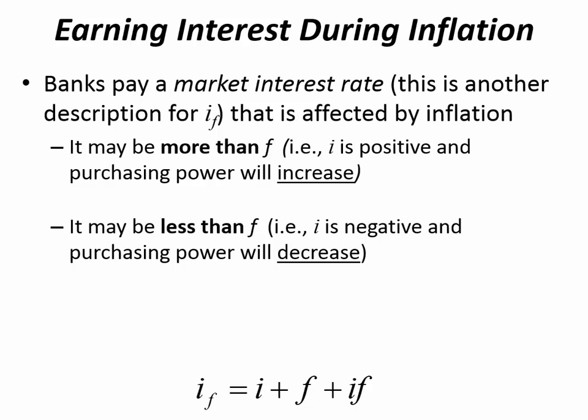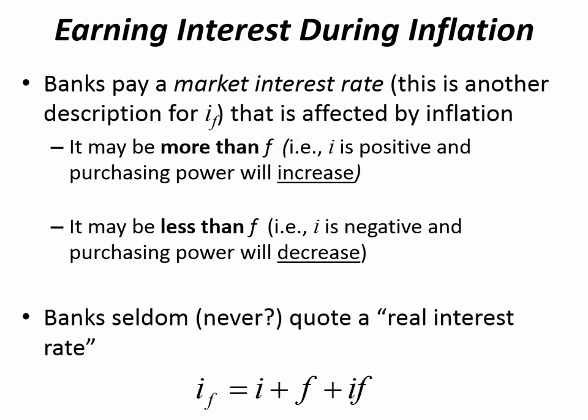Now, what the book describes as the market rate is just another phrase for this variable I sub F. They sometimes call that the market rate, and they're saying it includes the effects of inflation and the real interest rate. Today, during our in-class exercise, we're going to tackle the second problem, that sometimes the market rate being offered by a bank is actually lower than inflation, and so you end up having a negative real interest rate.